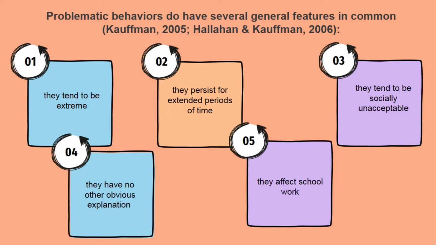Third, they tend to be socially unacceptable, for example, unwanted sexual advances or vandalism against school property. Fourth, they affect schoolwork, and last, they have no other obvious explanation, for example, problems or temporary disruptions in the family.